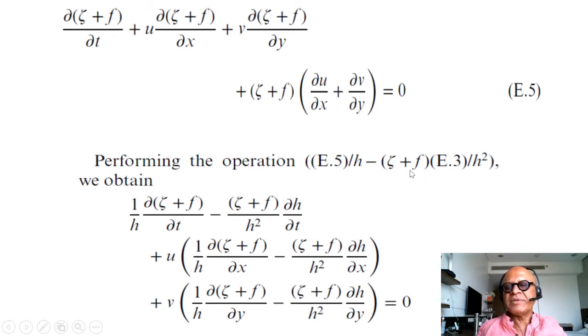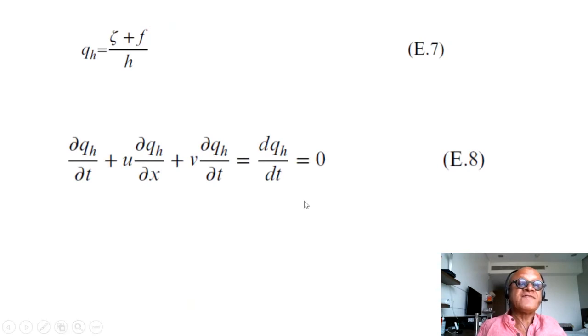minus zeta plus f times E3 divided by h squared. I'm not going to go through these, but you can read up. You get the potential vorticity conservation equation which we wrote before. Obviously, you are assuming that there is no heat source which can add or change vorticity by the processes we talked about before. So this is the adiabatic case where vorticity is conserved here.